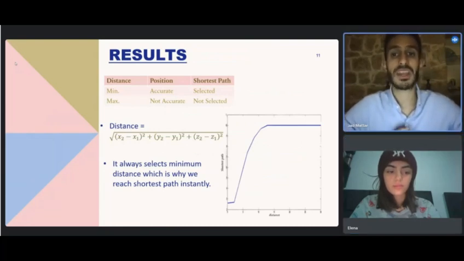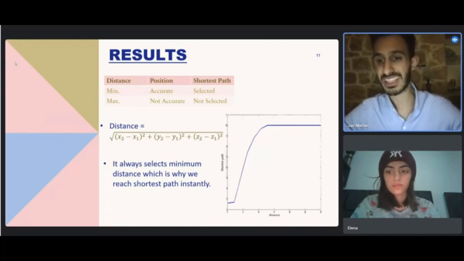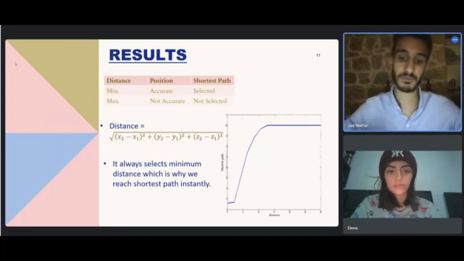For the results, we have observed that the minimal distances are always selected because they are the most accurate ones, while the maximum is not selected and it's not accurate. Based on the aim of the algorithm, which is to select the shortest path, the minimal distance is always selected. The distance can be retrieved from the rule, which is the square root of (x2 minus x1) squared plus (y2 minus y1) squared plus (z2 minus z1) squared, as previously mentioned. And this graph shows that the destination is reached within the minimal distance possible.